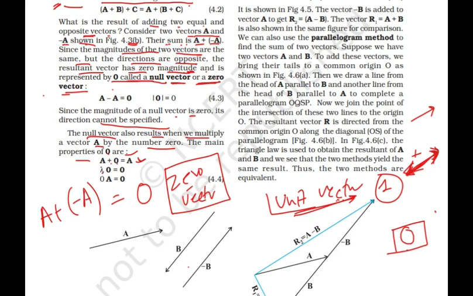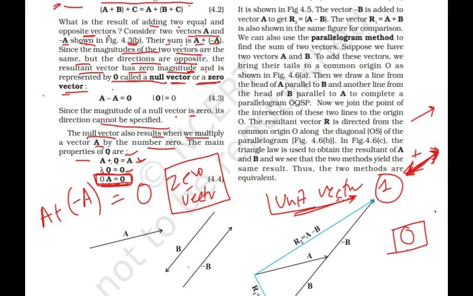When you multiply a real number with 0, the result is a null vector. And when 0 is multiplied with a vector, it will also be a null vector. Hope you got it. These are the main properties of 0 vector or null vector.